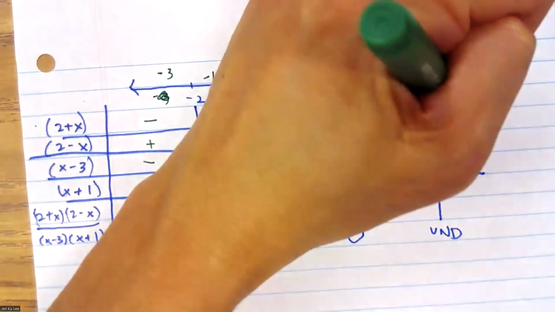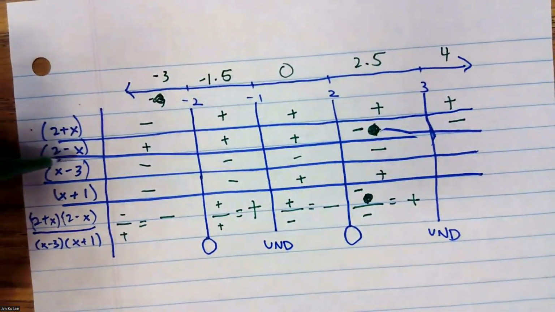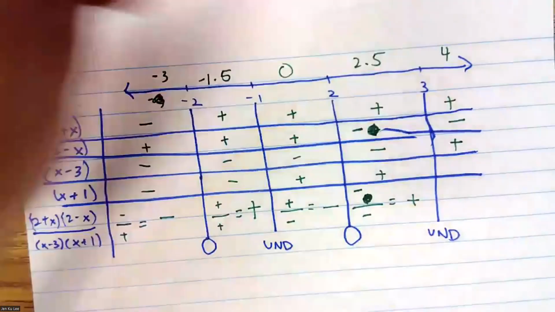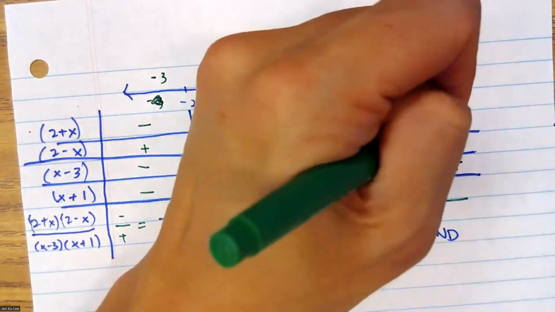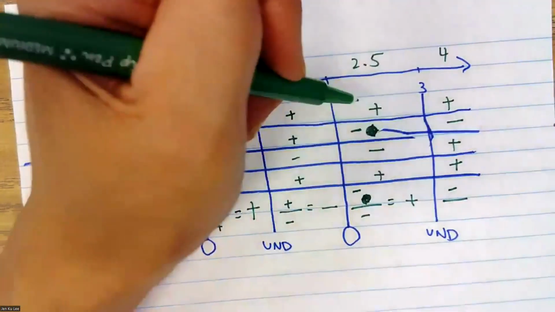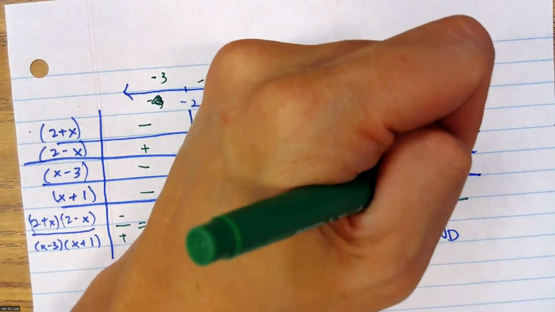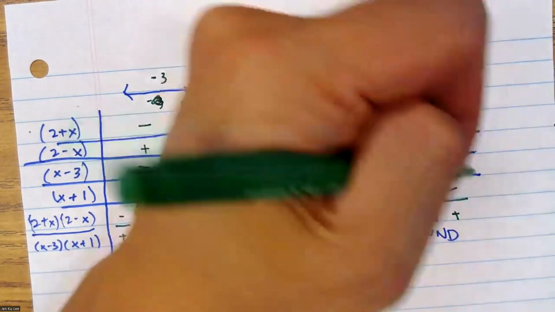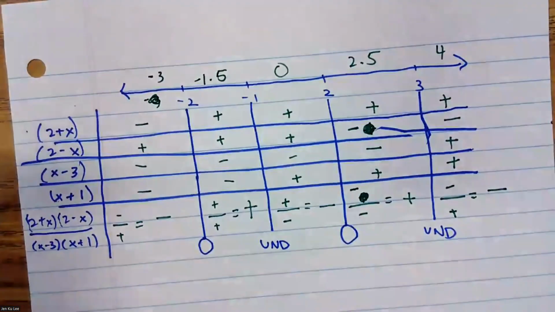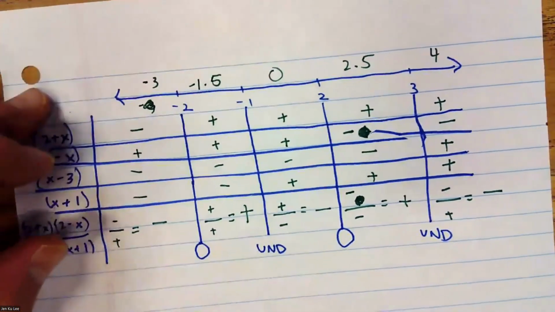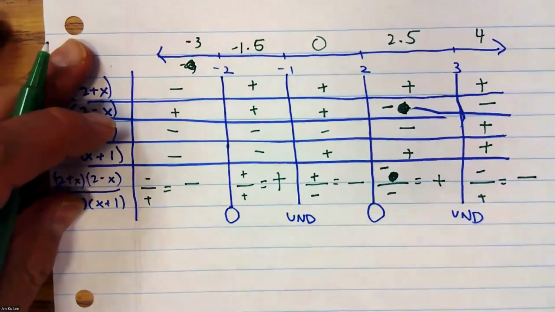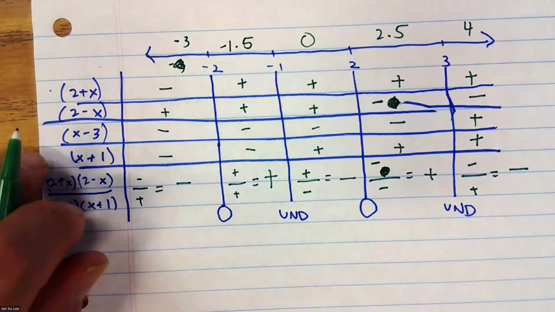2 plus 4, that's a positive. 2 minus 4, that's a negative. 4 minus 3, that's a positive. 4 plus 1, that's a positive. So positive times a negative is a negative. Positive times a positive is a positive, which would turn this into a negative. Right? Apologize if there's any confusion here on my part.